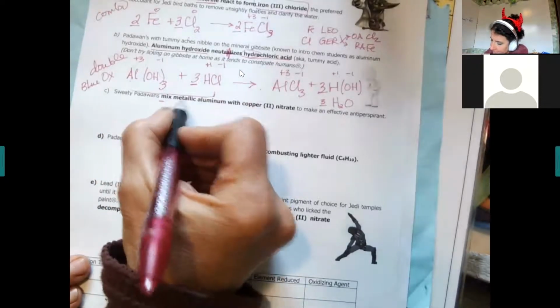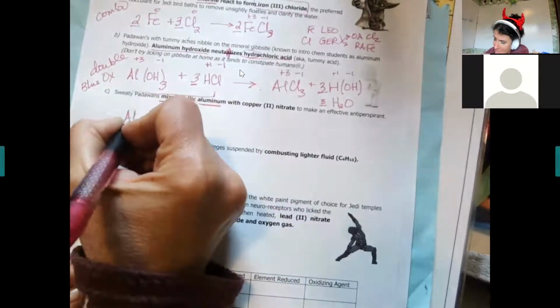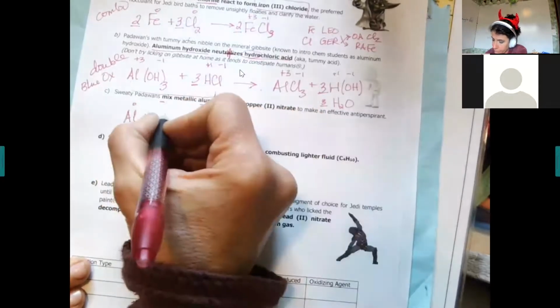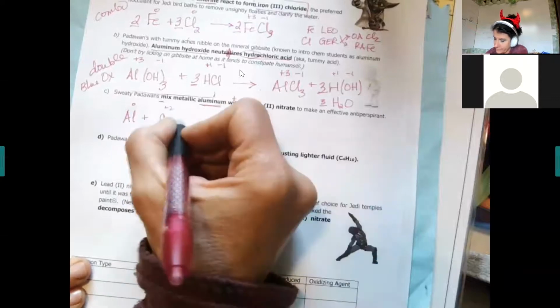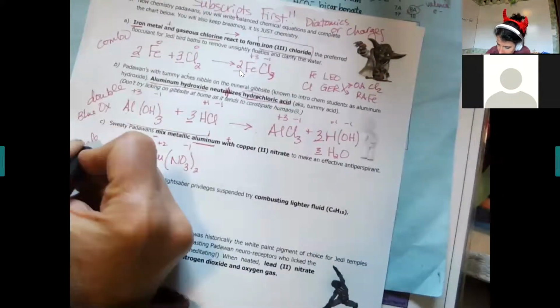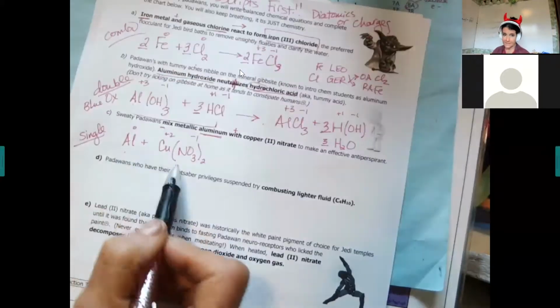Doubles are not redox, so we're not going to do LEO GER, which is good because I wrote really large over it. All right, we're going to mix. So metallic aluminum means just aluminum. It means it has a halo. With means plus. And then copper 2 nitrate. Nitrate is Nick. Nick shows up a lot. You need to know your polyatomics. You want to have them handy. This is a single. We have an element plus a compound.